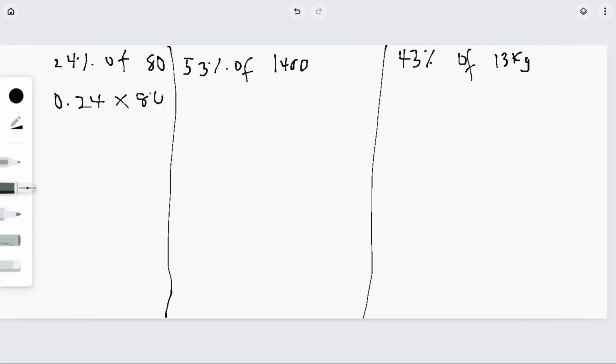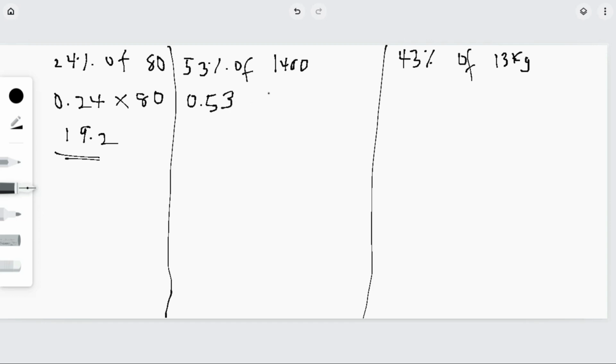Now 53% will be 0.53, because we are going to shift the decimal point 2 times when we are changing from percentage to decimal. And there's naira here too. So 1400. Now if you multiply 0.53 by 1400 naira, the answer will be 742. That's 742 naira. You understand? So 742 naira.